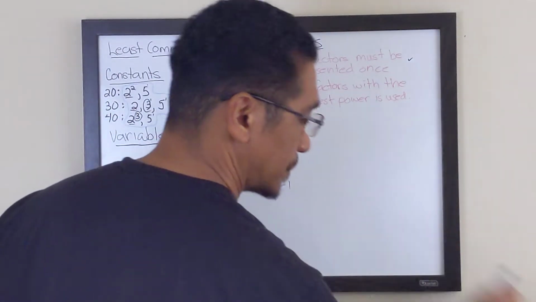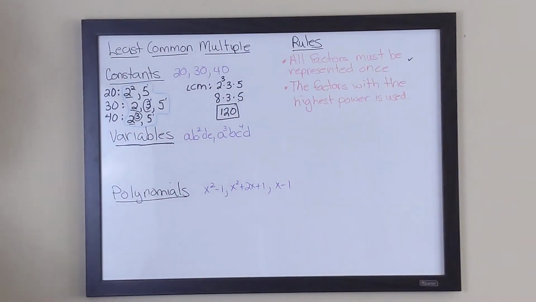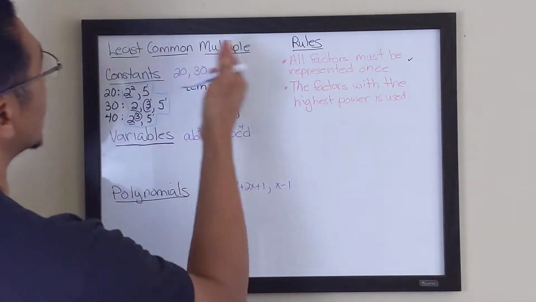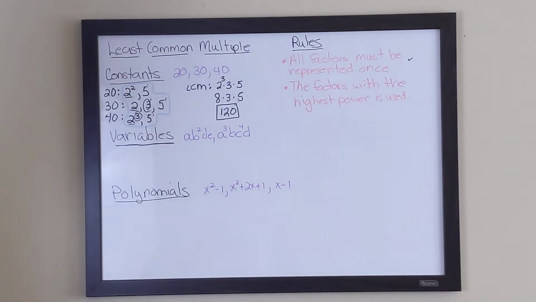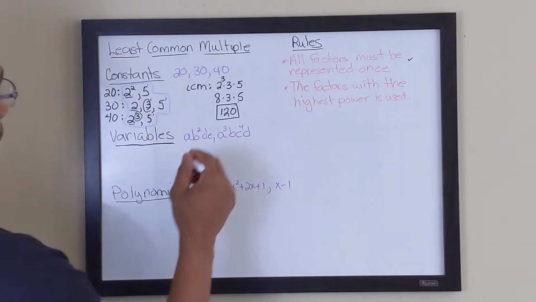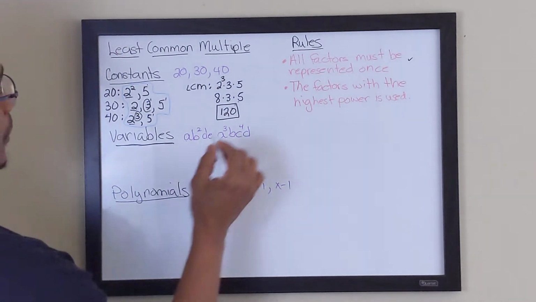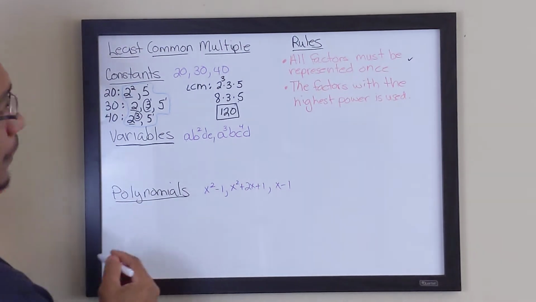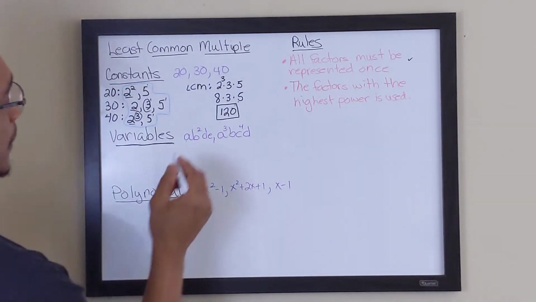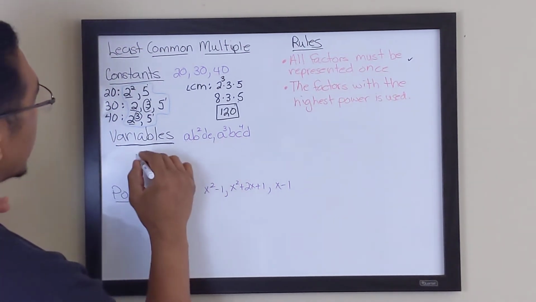Now, with variables, we still follow the same rules when we're looking for the least common multiple, because you can have variables that end up in the denominator of a fraction. With this, it's a little bit easier simply because we don't need to try to factor it, because we can already see our factors. It's already broken down for us. You see what I mean? So here we've got for our least common multiple.